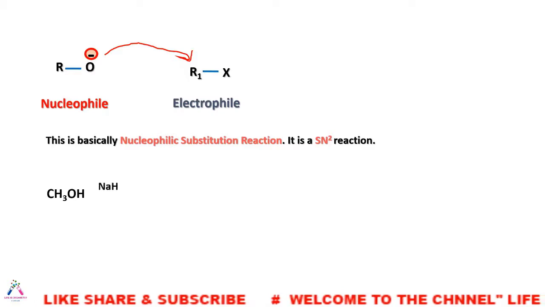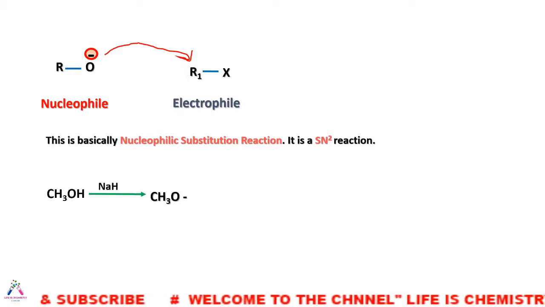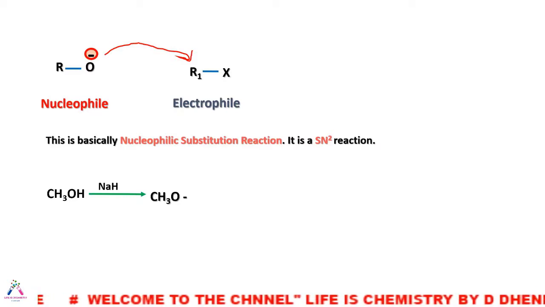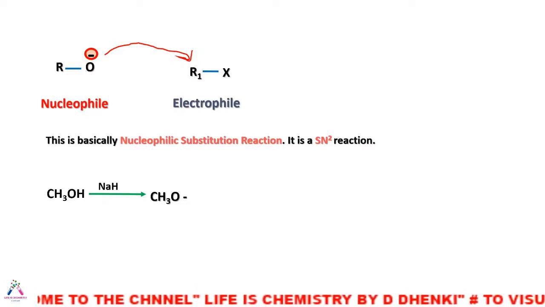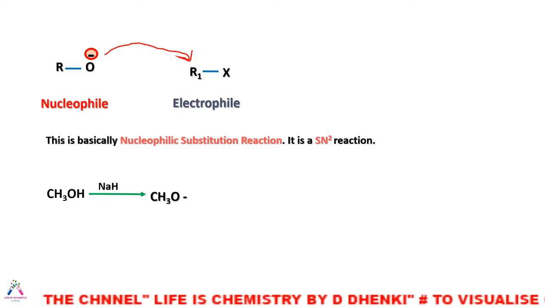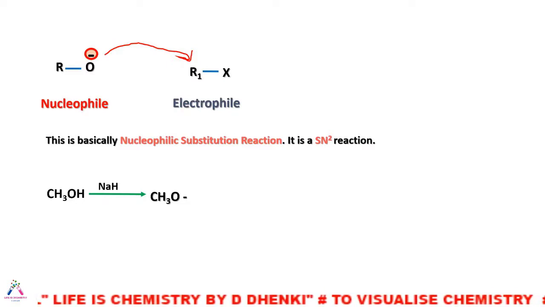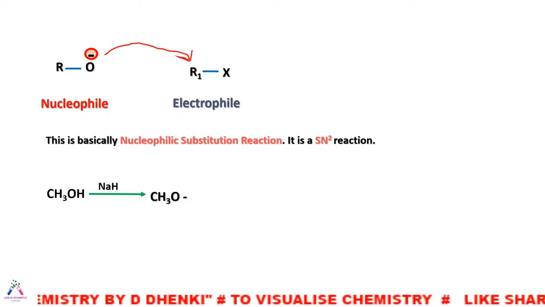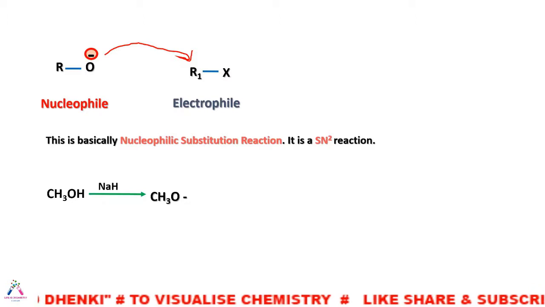For being an SN2 reaction, the R1 group, which is attached to the halogen, or which is part of the alkyl halide, should be a primary carbon, but there is no limitation or condition for the R group, which is part of the nucleophile. Now here are some examples to prepare some symmetrical and unsymmetrical ethers.